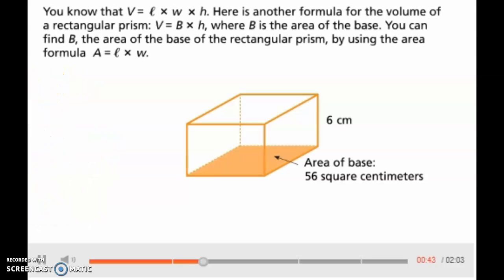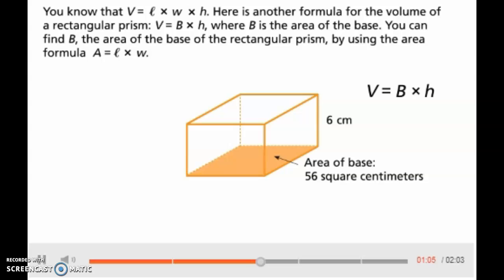You know that V equals L times W times H. Here is another formula for the volume of a rectangular prism: V equals B times H, where B is the area of the base. You can find B, the area of the base of the rectangular prism, by using the area formula A equals L times W.